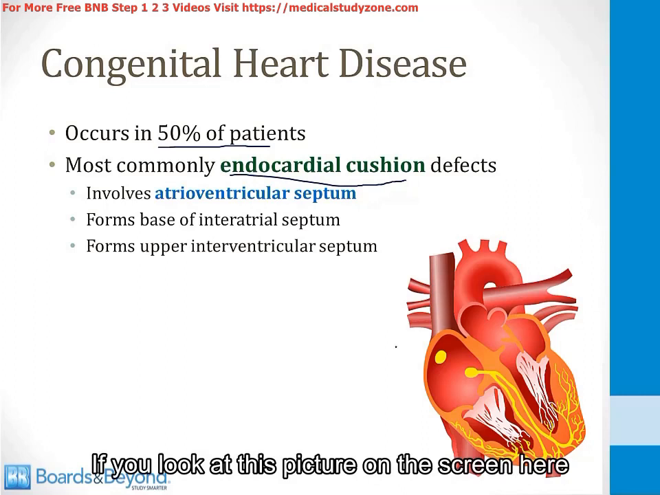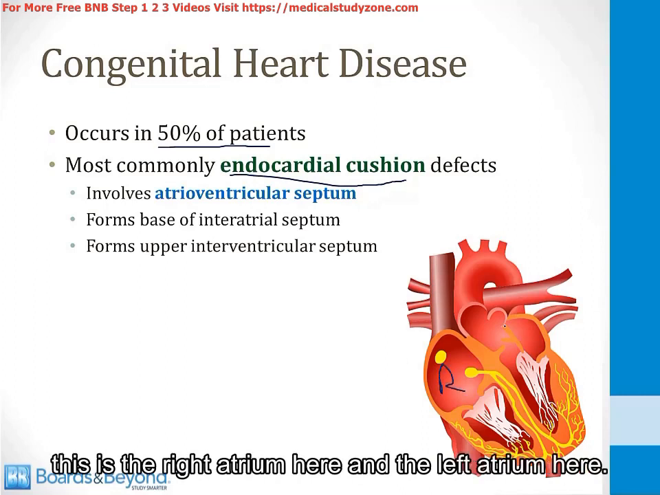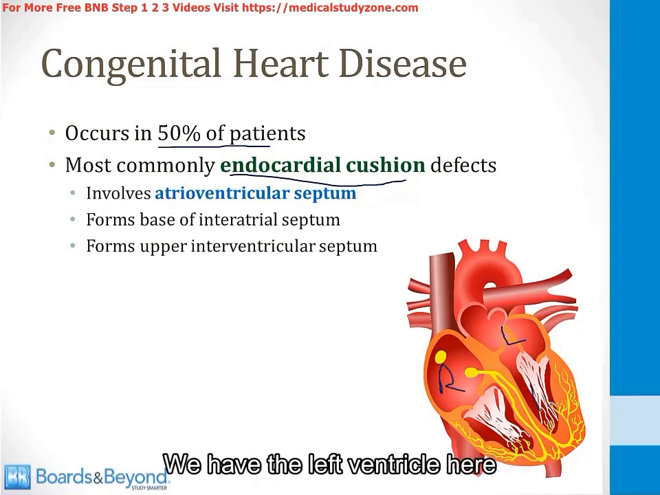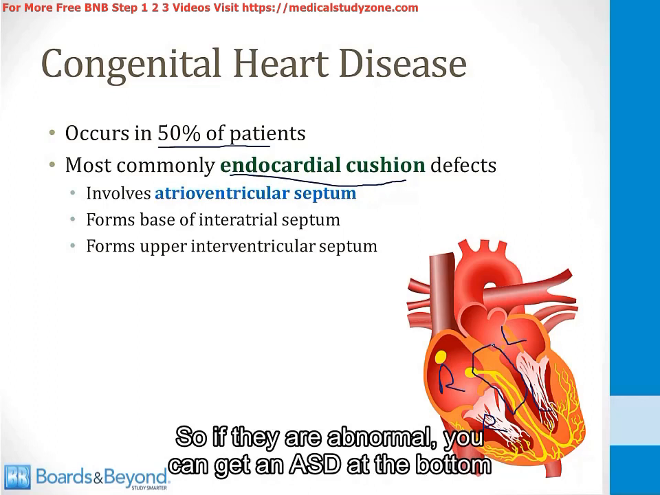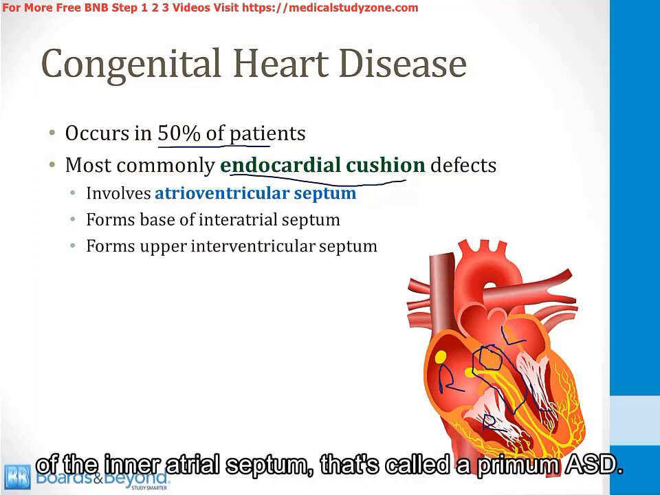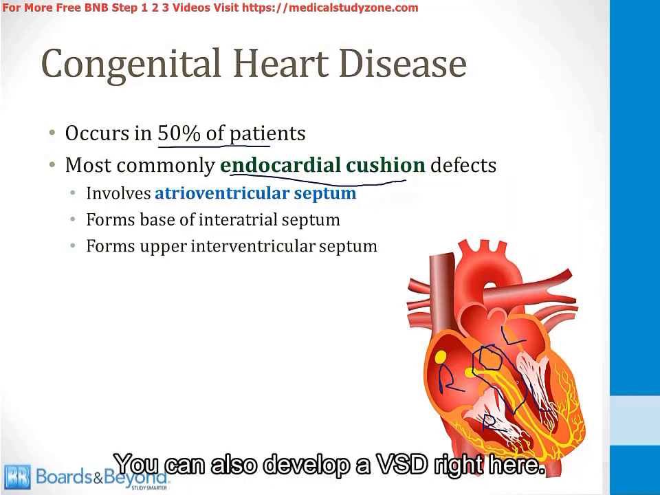If we look at this picture on the screen here, this is the right atrium here and the left atrium here. We have the left ventricle here and the right ventricle here. The endocardial cushions form this section of the heart right in here. So if they are abnormal, you can get an ASD at the bottom of the interatrial septum. That's called a primum ASD. You can also develop a VSD right here.